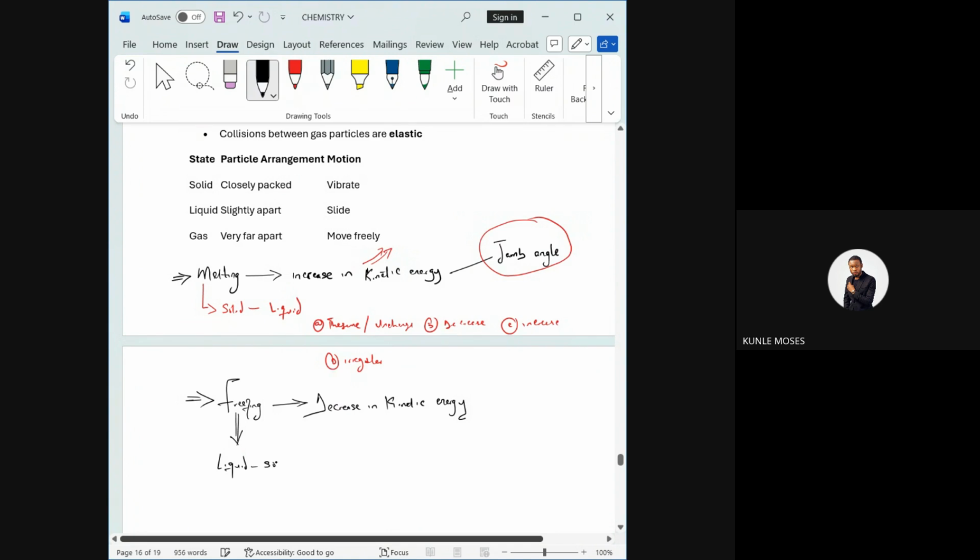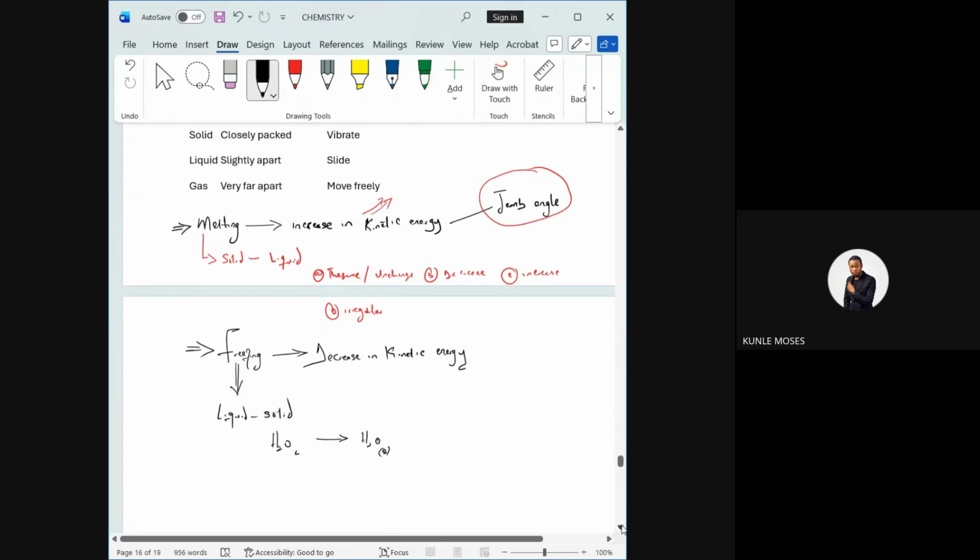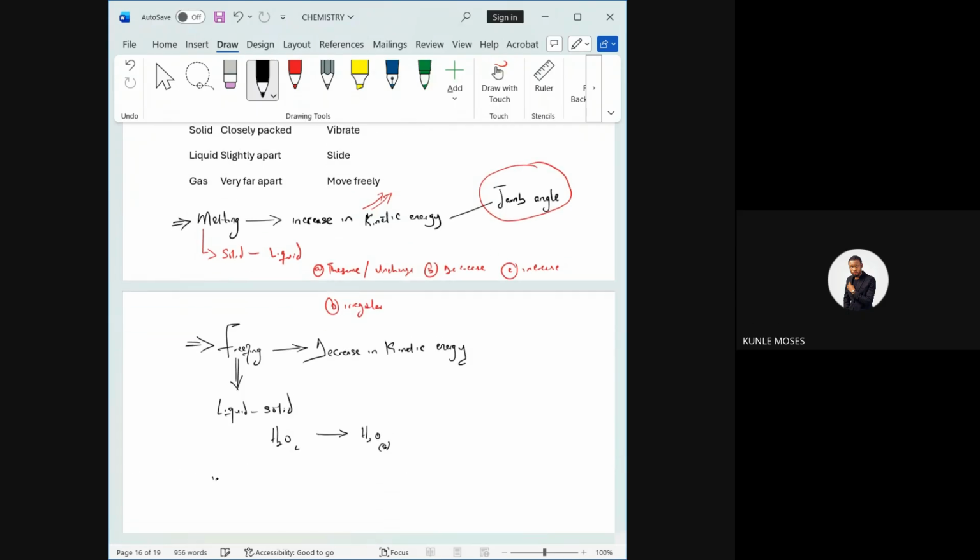Liquid to solid. So anytime they ask you a question, please pay attention to this side. They can ask that a substance changes state from liquid to solid. They can just write water and put liquid here, and they put solid here. And they ask you what has happened to the kinetic energy?